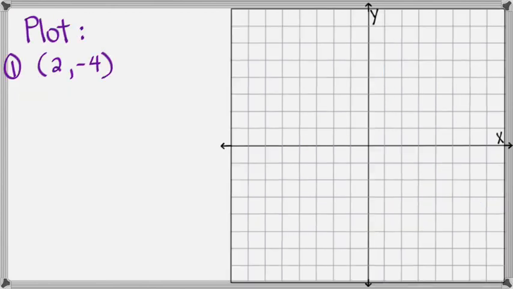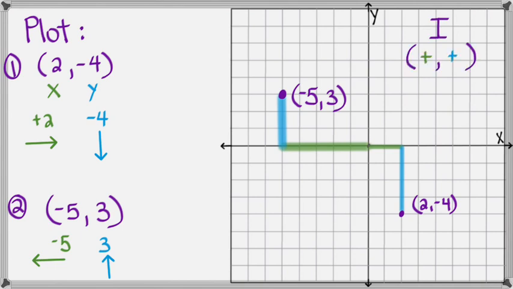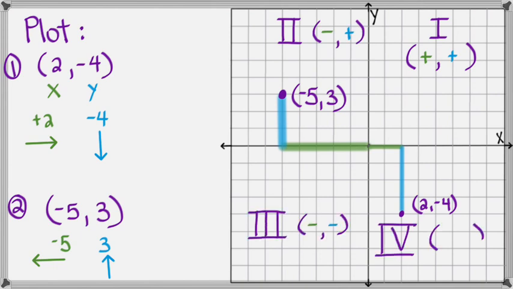So we're plotting points. If I have the point 2, negative 4, my x value is 2, and my y value is negative 4. So I start at the point of origin, and I go right 2, and then down 4. And that is my point. If I plot this one, I go left 5 and up 3. Again, this is quadrant 1, quadrant 2, quadrant 3, and quadrant 4.